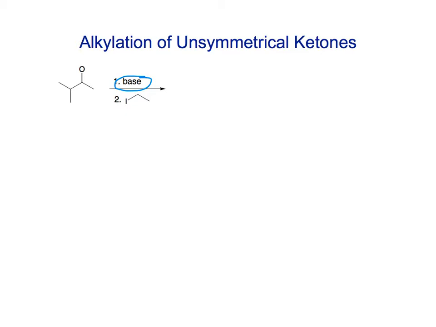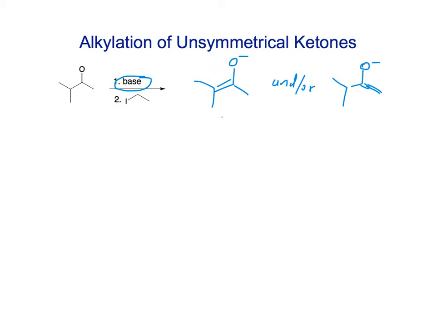So we could form an enolate that would go to this side, or the enolate to the other side. To the other side. Right? And these are both going to give different products, right?